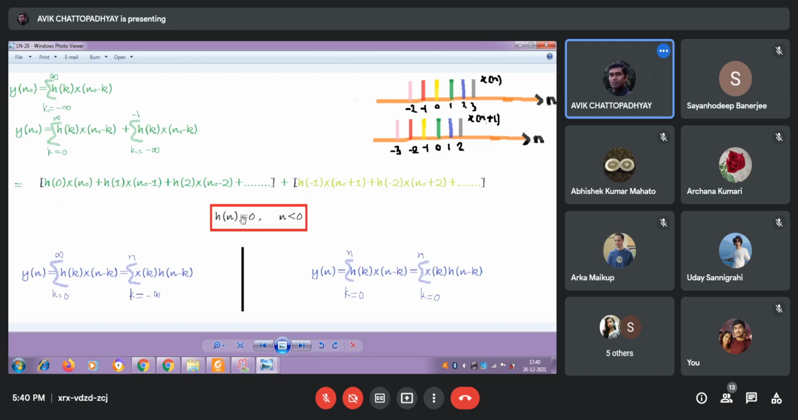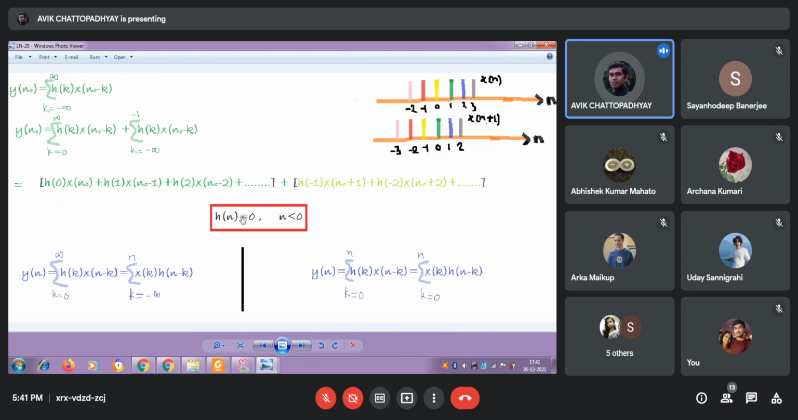Now, since h[n] is the response of any relaxed LTI system to a unit impulse applied at n equals 0, it follows that h[n] is 0 for n less than 0. This, within the red box, whatever is written, is both the necessary as well as the sufficient condition for causality. This is the necessary as well as the sufficient.